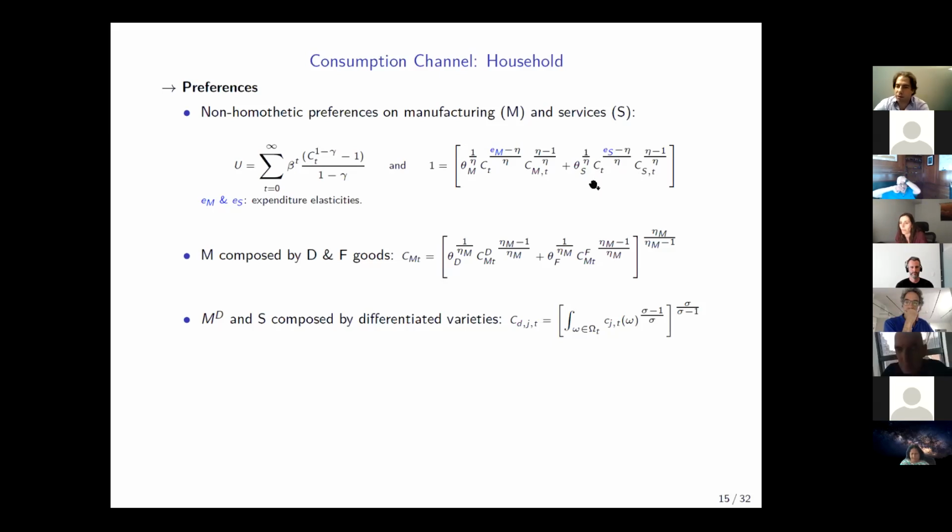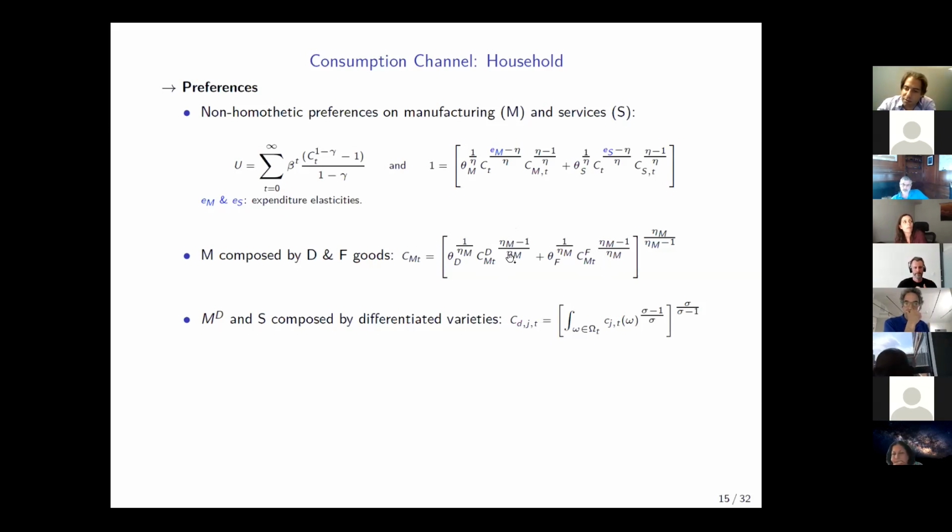Now, what about the manufacturing bundle? The manufacturing bundle is going to be a CES aggregate of an imported basket and a domestically produced basket. This is the domestically produced basket, and this is the imported basket that is going to be summarized just by an exogenous price. Why do we need this? Well, because this model has an endogenous trade balance, and we need to have imports and exports. The imports are going to be these goods and also capital. We're going to assume that capital is imported. You could have a mixture between imported or not, and it's going to change a little bit the quantitative behavior, but not the main message of the model.